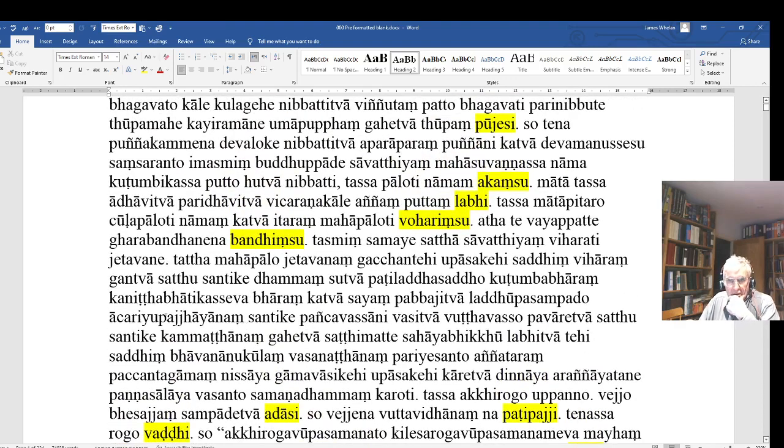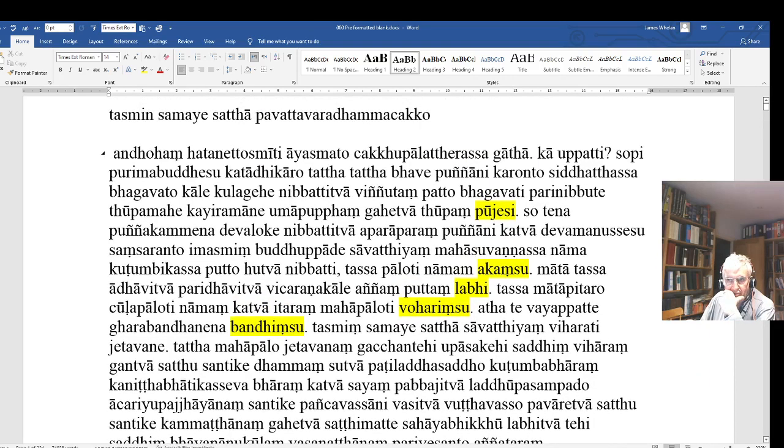Now, where you have a series of verbs all in the past, if it's a sequence of events, you will very rarely see more than one aorist in the sentence. You will much more frequently see the absolutive for the previous verbs.